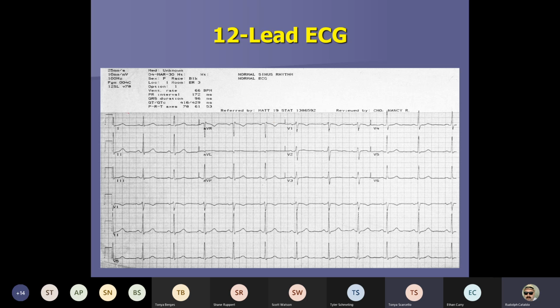Monitors will also give you a lot of information here at the top, such as numbers. PR interval is 172. That translates to 0.17. QRS duration is 96. That translates to 0.09 or 0.10, whatever you want to say. So within normal limits. Those are the two numbers I want you paying attention to right now: PR interval and QRS duration.